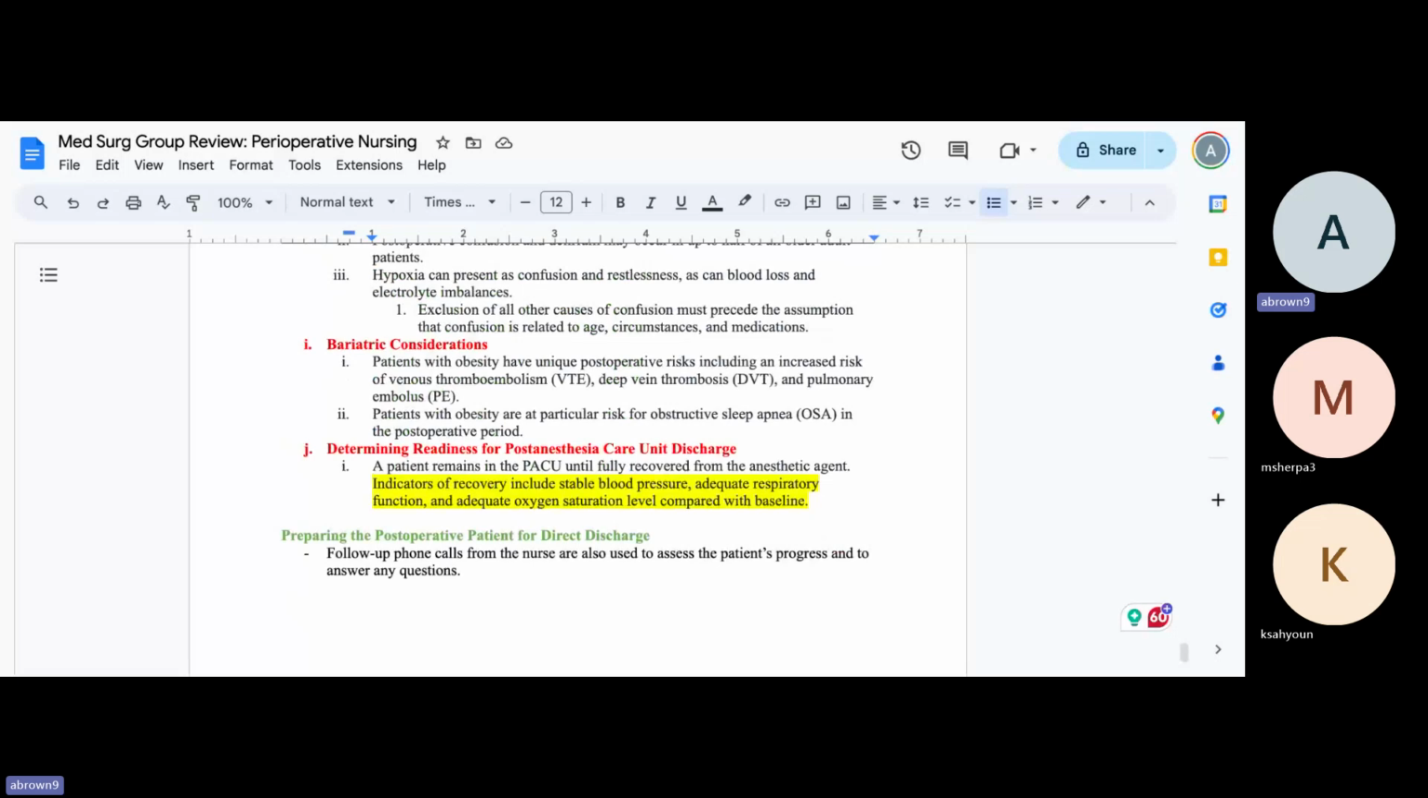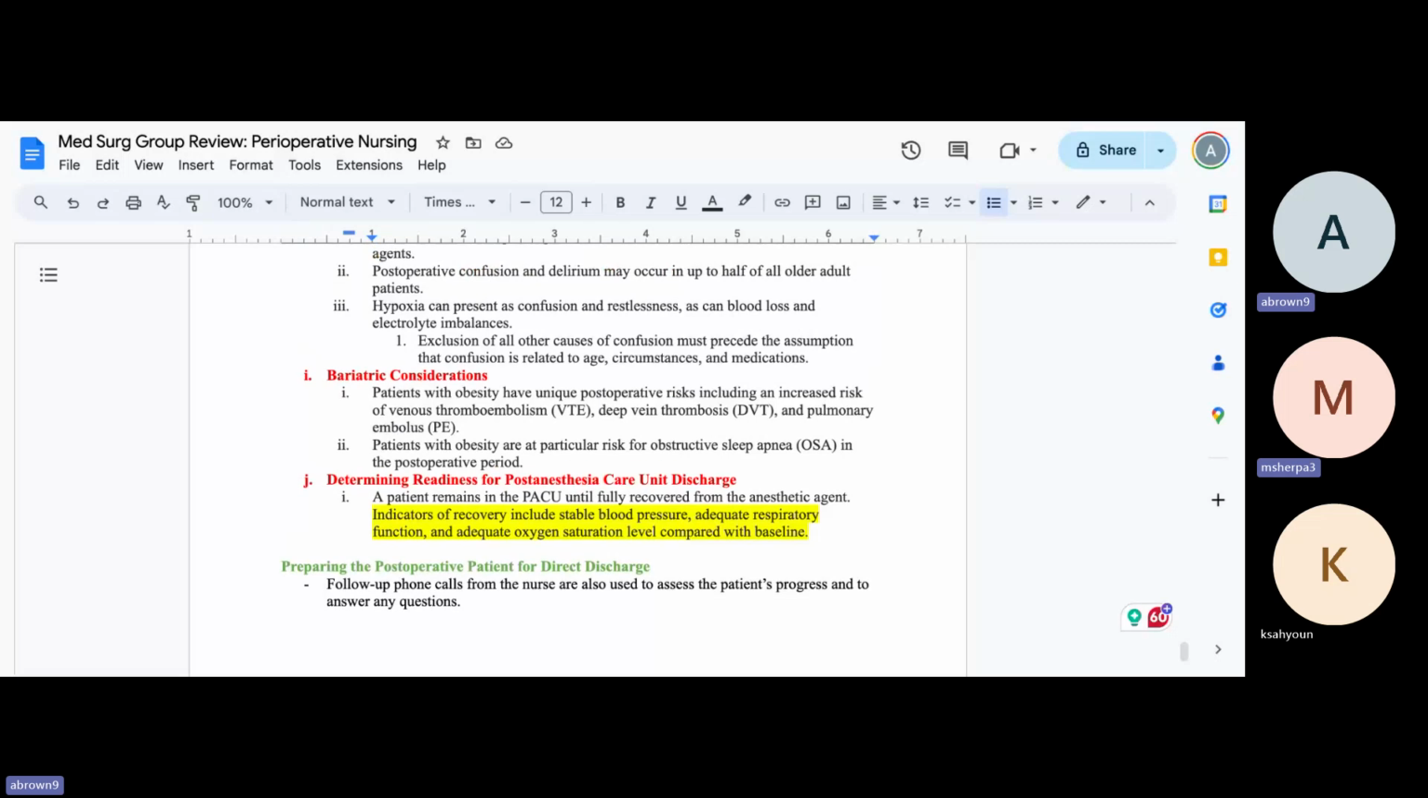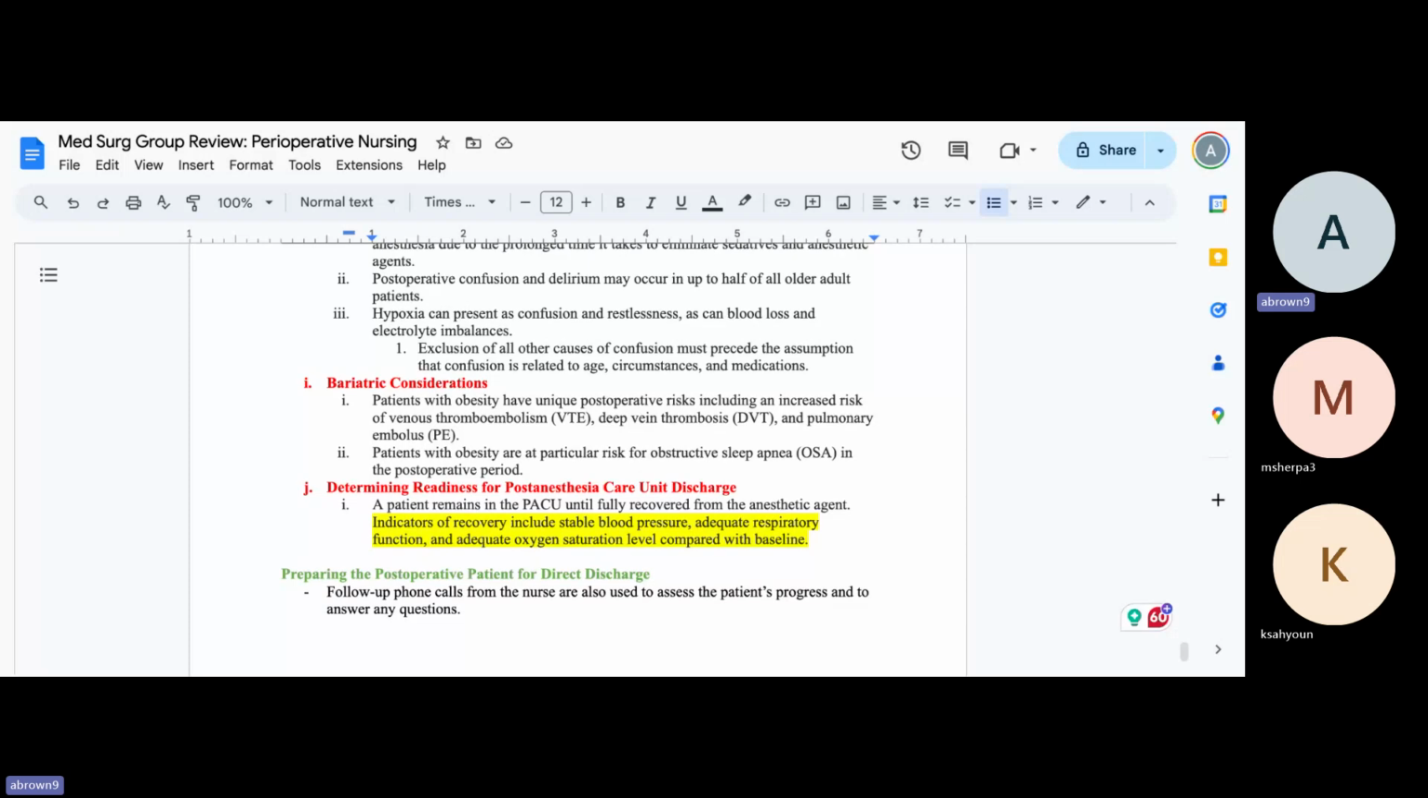Does anyone have any questions? I have a question. Yes. So, for the circulating nurse, do you need a special qualification to be a circulating nurse? I believe just a registered nurse. Yeah. Okay. Any other questions?